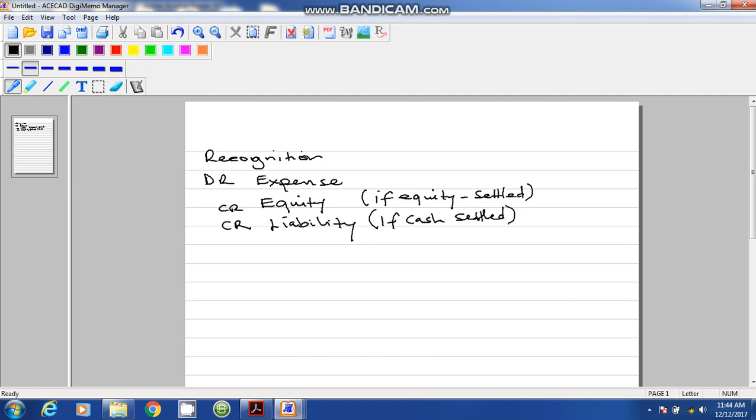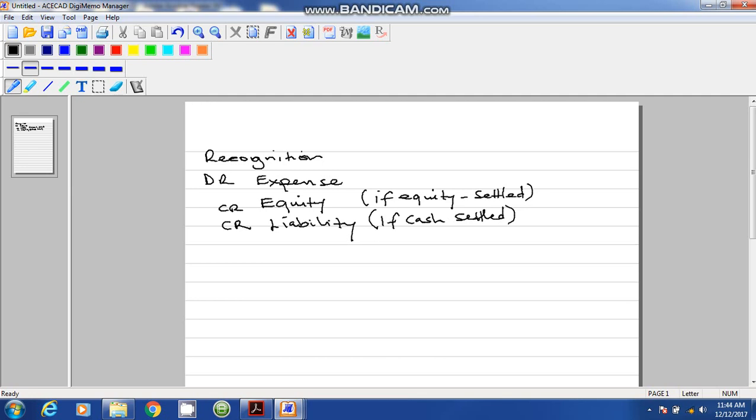Then we also have the indirect method. The indirect method is the one which is most popular in the exam. Under the indirect method, this applies often to employee services. Here the compensation is referenced to the fair value of the equity instruments granted.